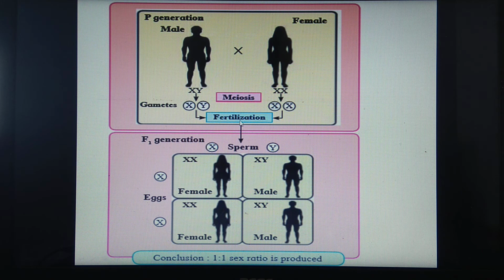So what is this fertilization? It is union of gametes. Here the sperms are written: X containing sperm, this is Y containing sperm. This is X containing ovum and this is X containing ovum, as these eggs are similar, consisting of X chromosomes. So when this X containing ovum unites with this X containing sperm, the genotype will be XX and resultant child will be female.